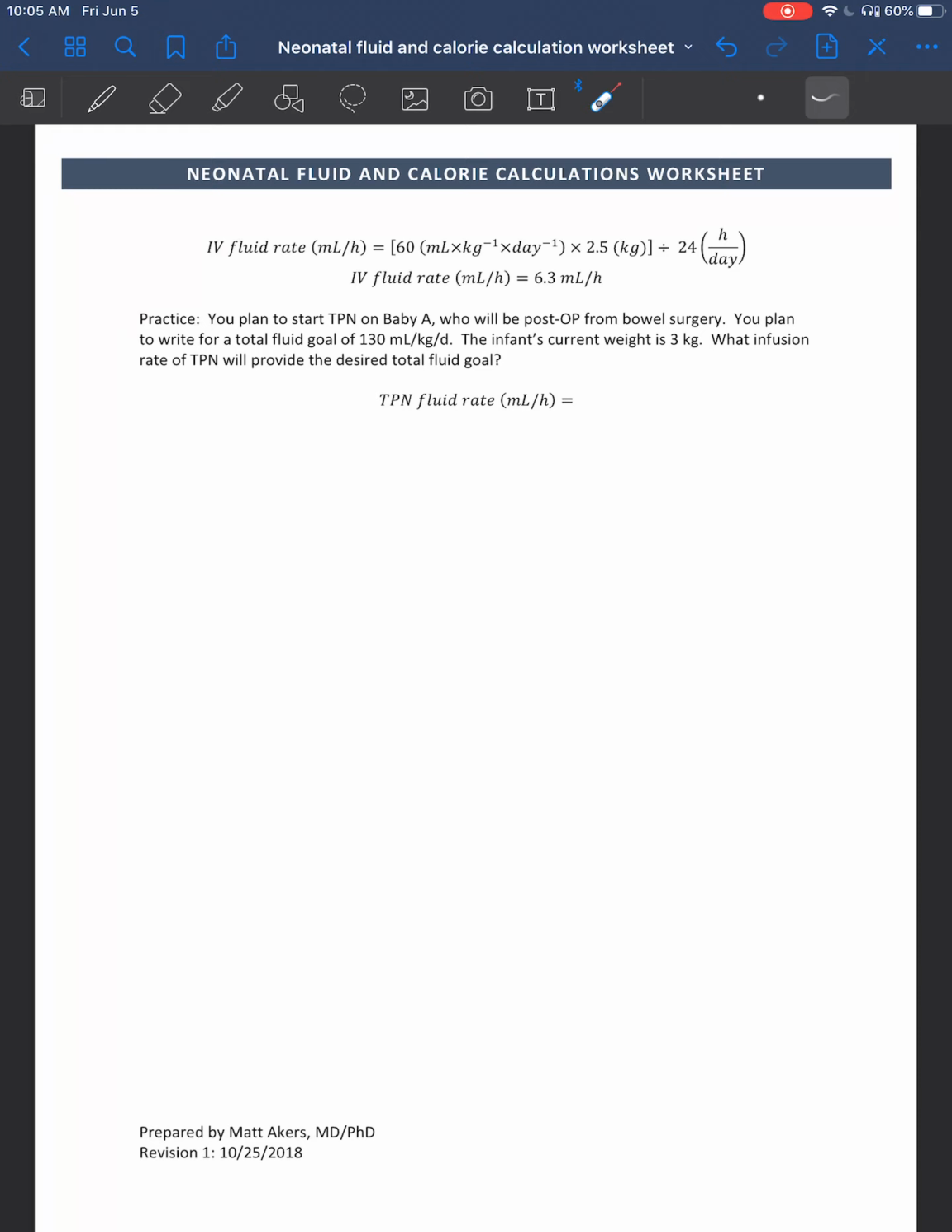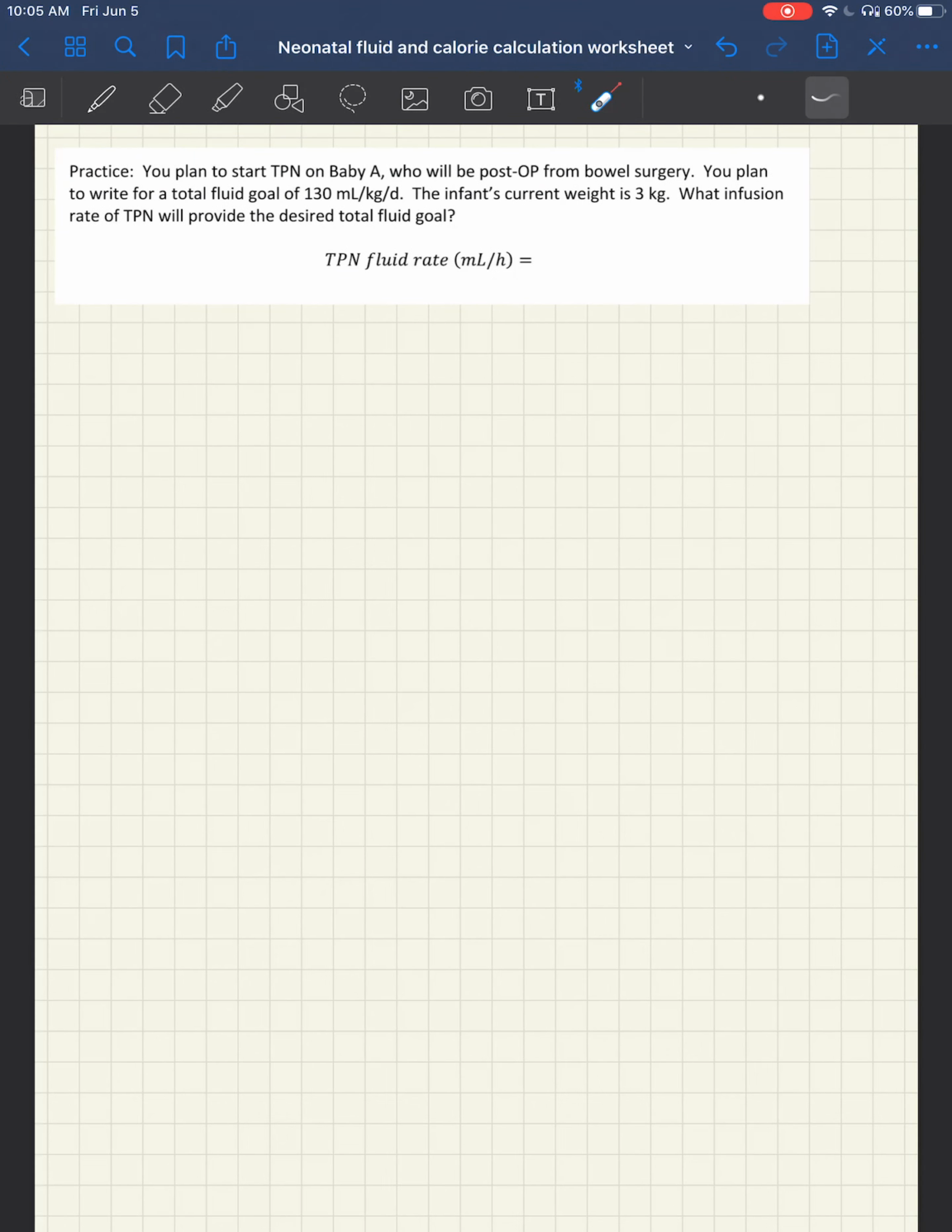Let's look at one final practice problem. We plan to start TPN on baby A. He'll be post-op from bowel surgery. We plan to write for a total fluid goal of 130 milliliters per kilogram per day. The infant's current weight is 3 kilograms. We're asked to find the infusion rate for the TPN to provide the total desired fluids.